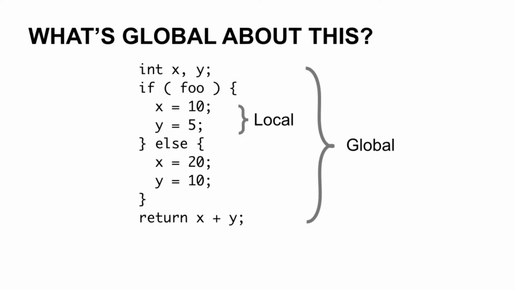Everything I've shown is limited to a single function. Yes, that's true, but that's not the way compiler writers use the words local and global. Local means local to a block, like just the if part of the example here. So if foo, x equals 10, y equals 5, that one block is a local region. The whole function, or actually even beyond that, is what is called global, anything that extends past a block.